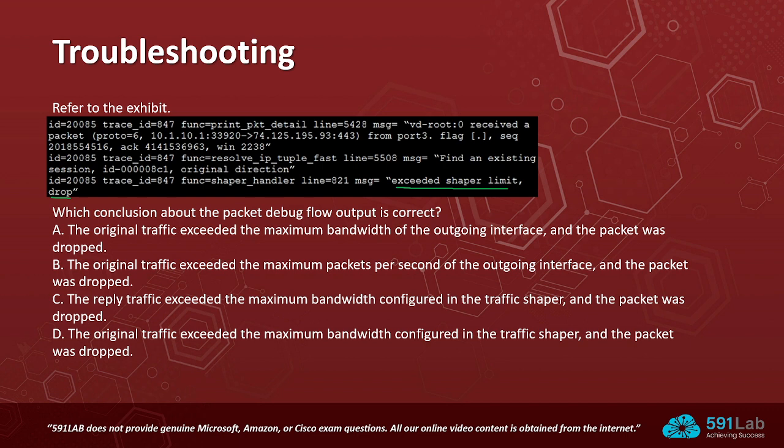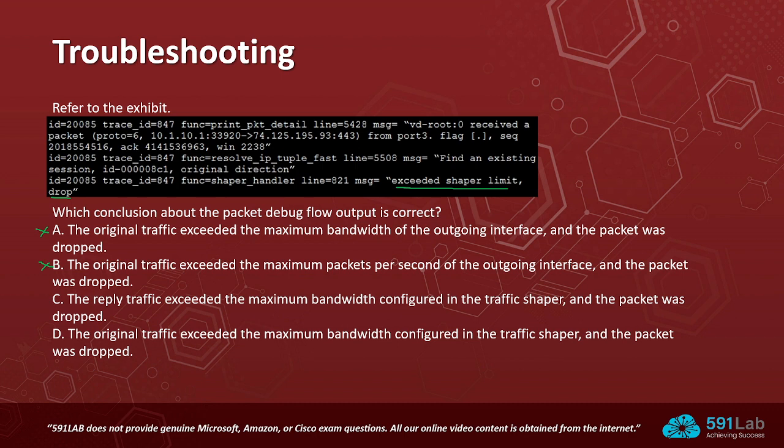So we have four options. The first one is: the original traffic exceeded the maximum bandwidth of the outgoing interface and the packet was dropped. This one doesn't make sense because the message says that the problem is with the shaper, not with the bandwidth of the outgoing interface. So I discard this one. The original traffic exceeds the maximum packets per second of the outgoing interface and the packet was dropped. This one doesn't talk about the shaper.